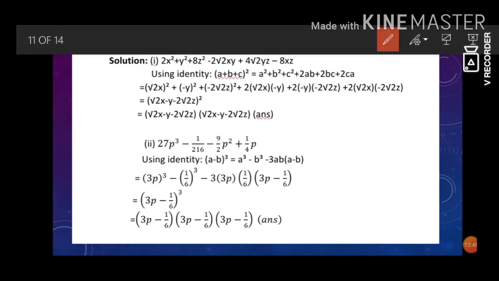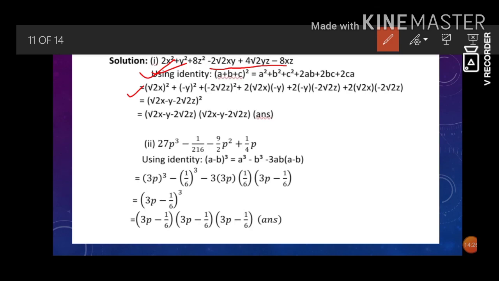So here we are using the identity (a plus b plus c) whole square is equal to a square plus b square plus c square plus 2ab plus 2bc plus 2ca. So here a square is given as 2x square, so we can write a as root 2 x. y square can be written with b as minus y, as from the following part of the question we can see that there is a minus sign involved. So we are going to make b as minus y.